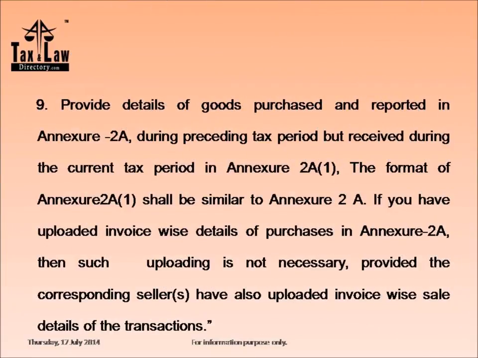Nine, provide details of goods purchased and reported in Annexure 2A during the preceding tax period but received during the current period in Annexure 2A1. The format of Annexure 2A1 shall be similar to Annexure 2A. If you have uploaded invoice-wise detail of purchase in Annexure 2A, then such uploading is not necessary, provided the corresponding sellers have also uploaded invoice-wise sale detail of transactions.